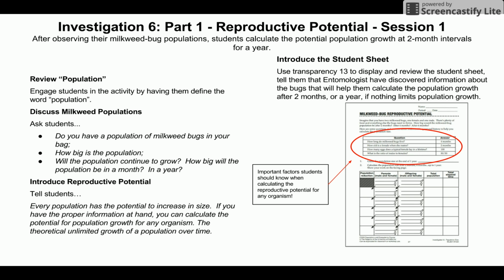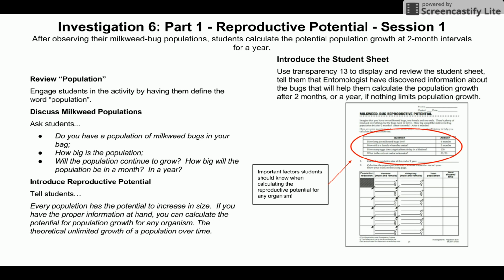Investigation 6, Part 1, Reproductive Potential, Session 1. After observing their milkweed bug populations, students calculate the potential population growth at 2-month intervals for a year. Engage students in the activity by having them define the word population. Discuss milkweed bug populations using the scripted questions outlined in the teacher's guide.